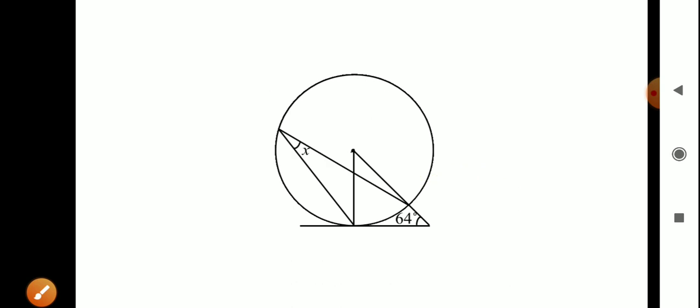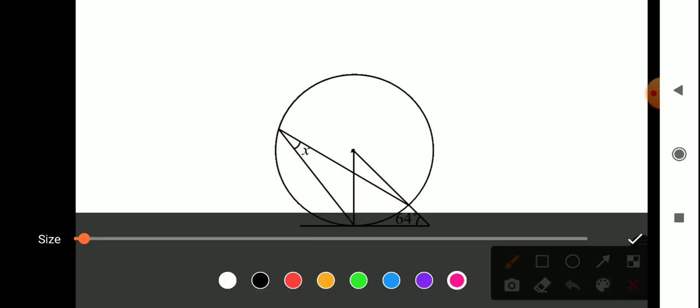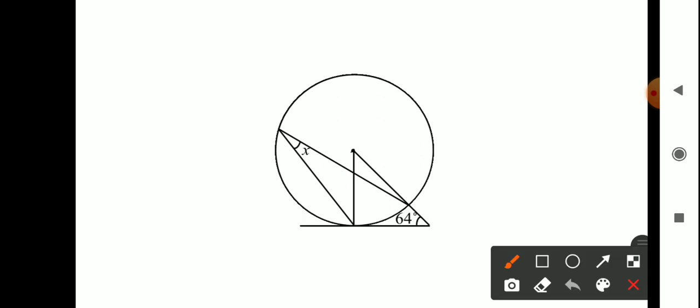Question number 3. Can you see? It involves 2 properties. One is the one we know. This is tangent. This is radius. So this must be equal to 90. So if you can find 90, you will get this part. This part will be 180 minus 90 minus 64. So we have this as 26. Right? Correct. 26. But how to get x?